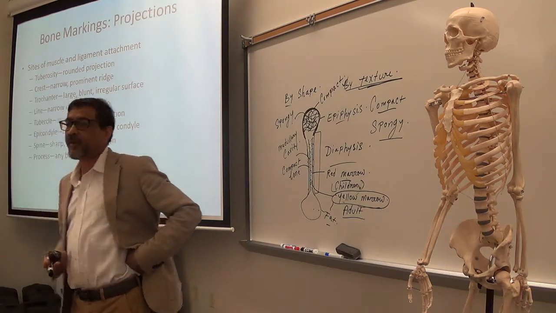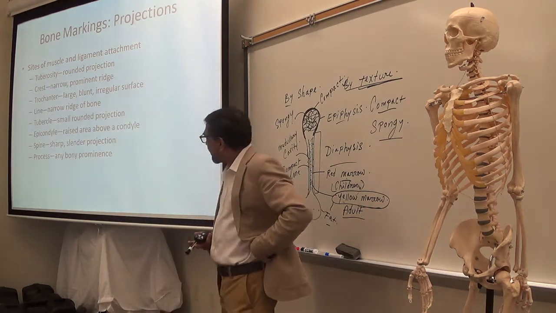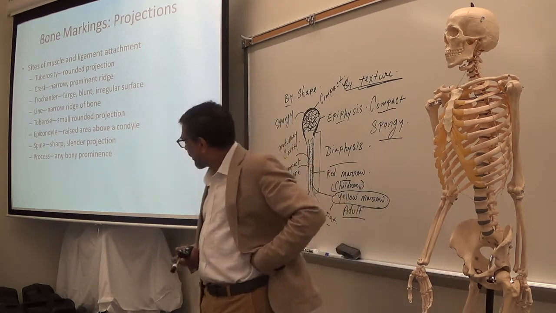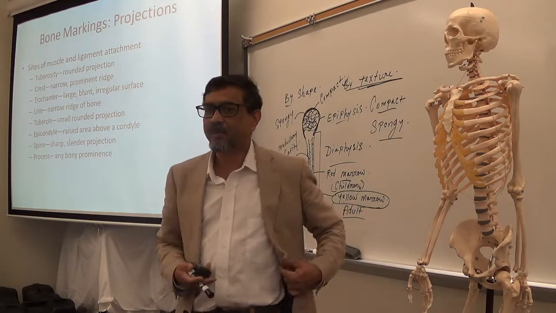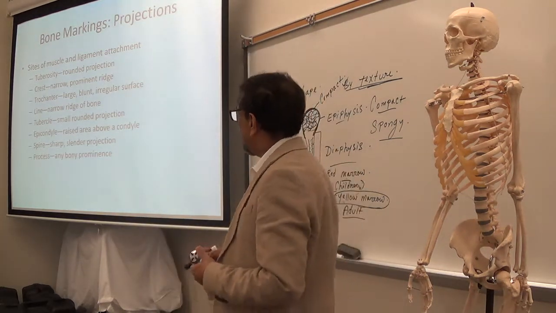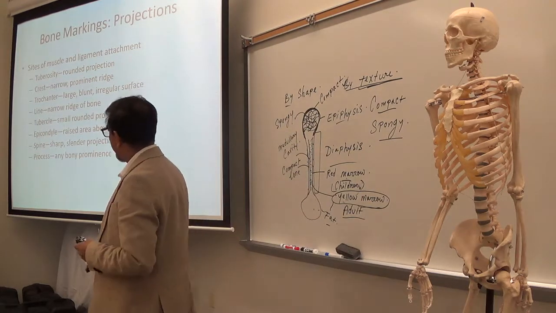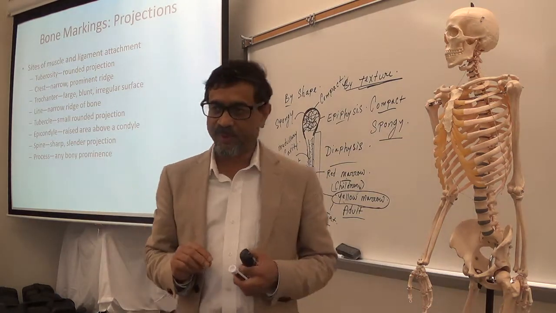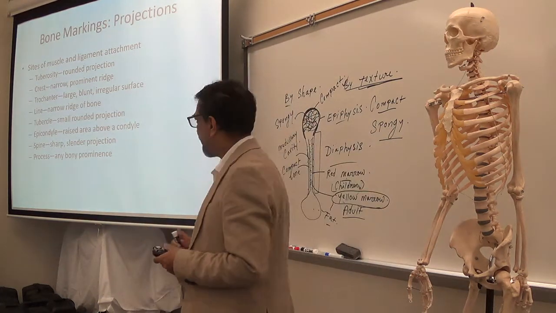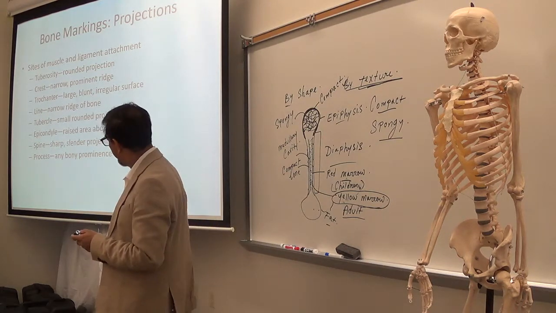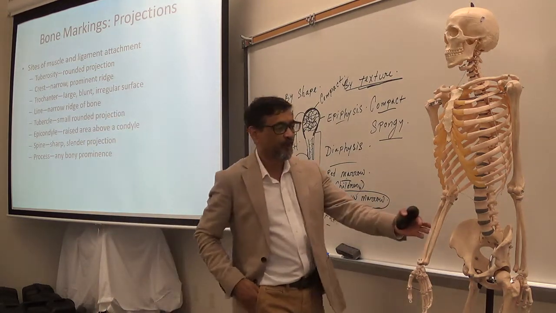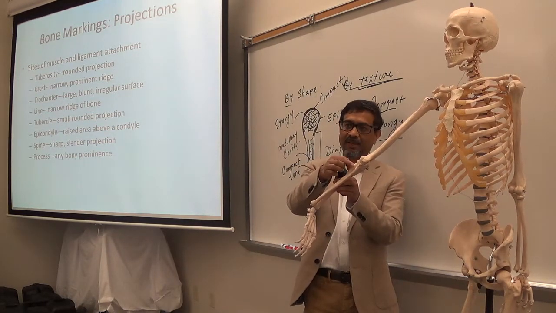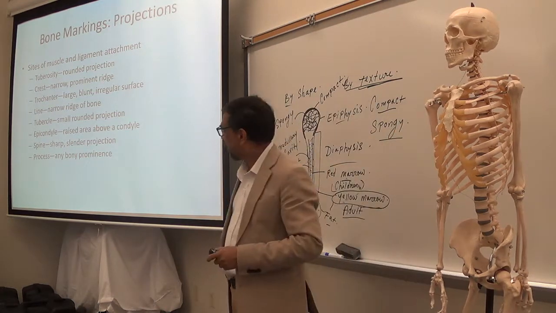Which structures are for attachment of muscles and ligaments? Tuberosity, crest, trochanter, line, tubercle, epicondyle, spine, and process. Quickly, what are those structures? Tuberosities are usually round projections on the bone, a kind of round structure. You remember the radial tuberosity here. This is the radial tuberosity, right? So it's kind of round.